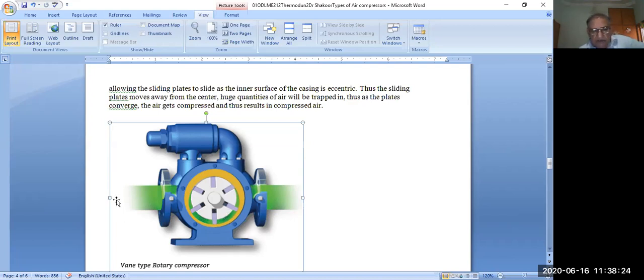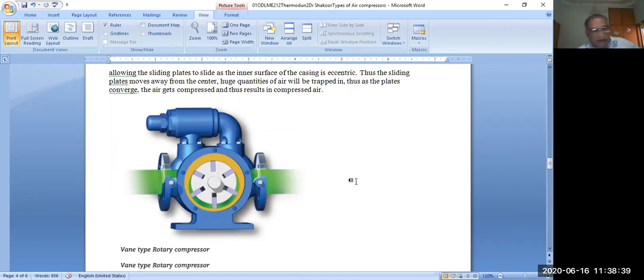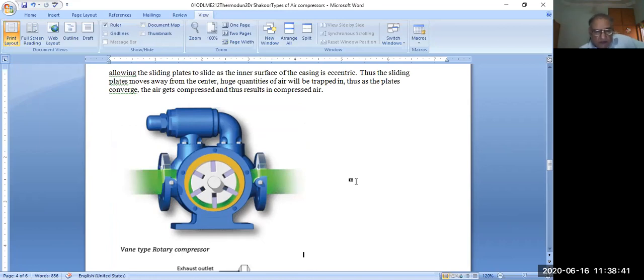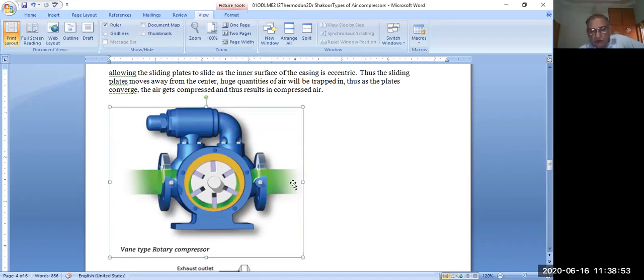Here, or if it is left side, it is intake. So here, intake takes place, and if it is rotating anti-clockwise, then air will get compressed up to this point, and the air discharge port is open, and air will be thrown through the discharge port. In the discharge port, there is no valve, and when this rotor, this vane, reaches here, it is exposed to the discharge port, and the discharge port is connected to the receiver.